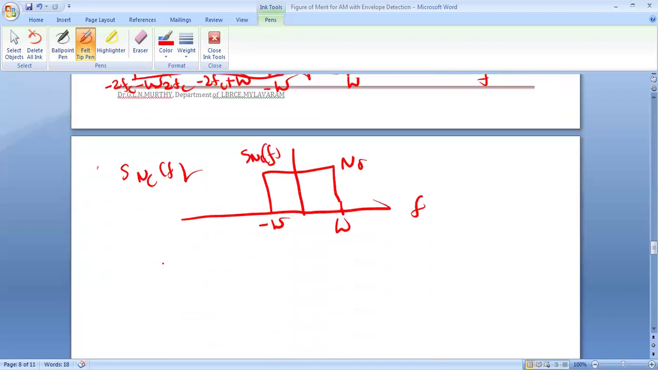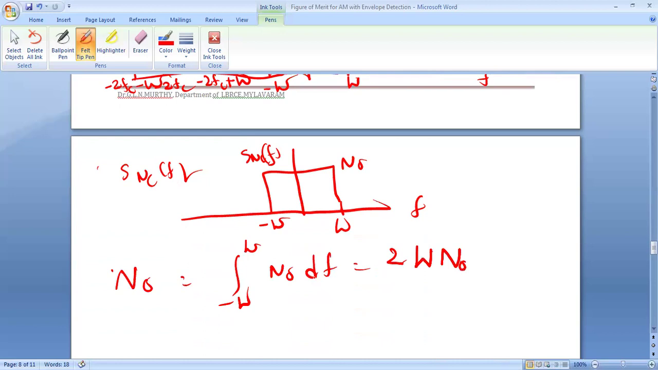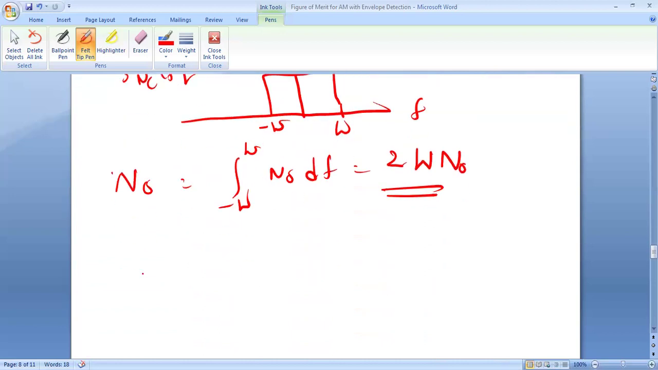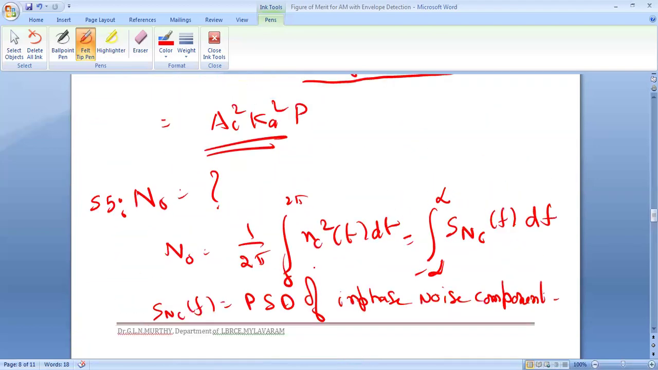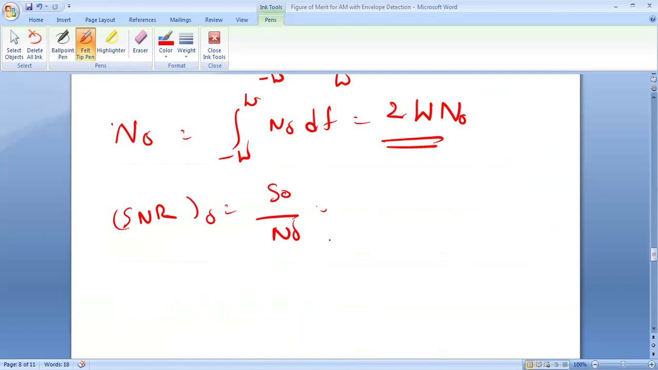Now we want to calculate the area under this. So NO equals the integral from minus W to W of N0 df. This will be equal to 2W N0, which is the output noise power. So the signal to noise ratio at the output equals SO by NO. What is the output signal power? SO is Ka square Ac square P. We have already estimated this. So this equals Ka square Ac square P by 2W N0.